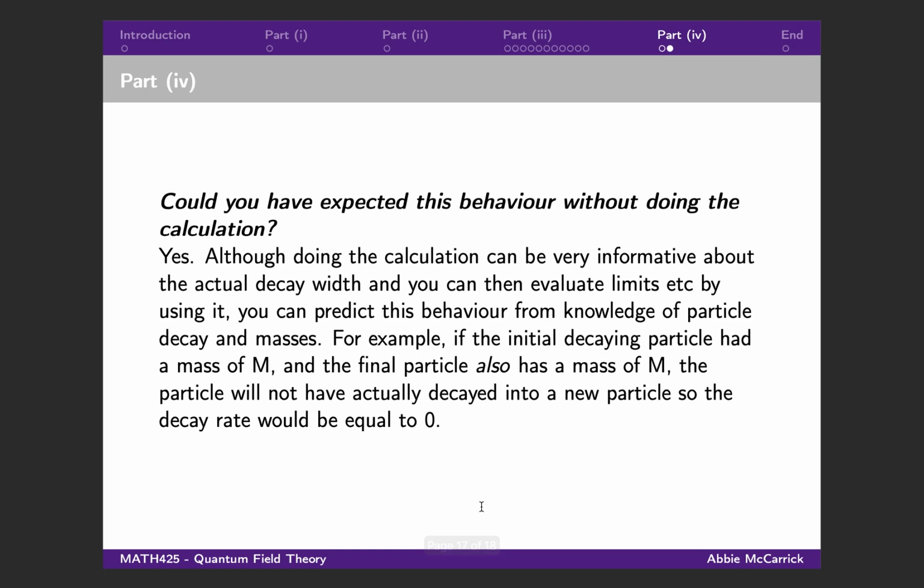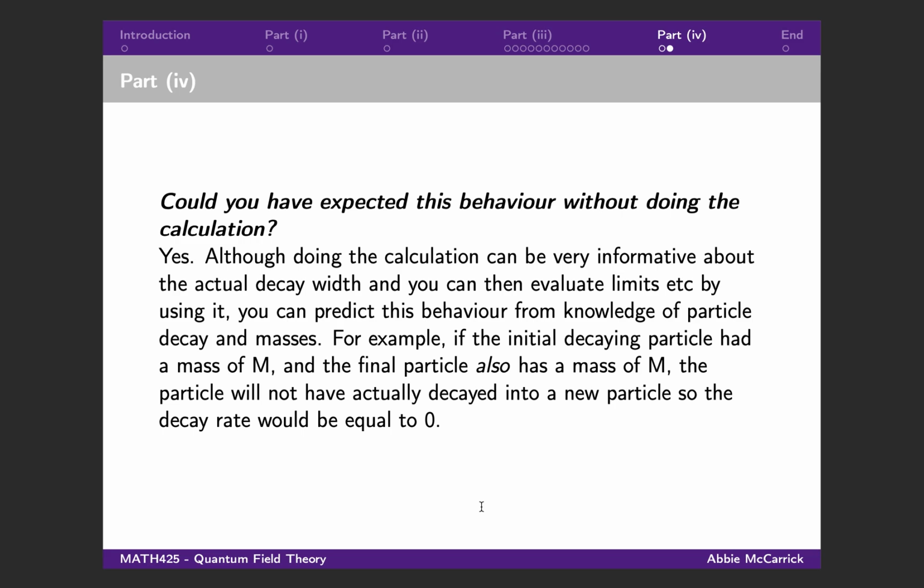So there's another little bit here. Could you have expected this behaviour without doing the calculation? Yes, we could. Although doing the calculation can be really informative about the actual decay width, and you can then evaluate limits and so on, by using it we can find the maximal probability, and it'll be different for each individual decay. You can see all the differences there as well.